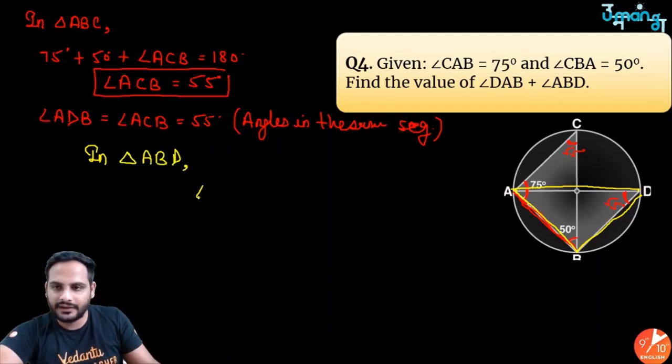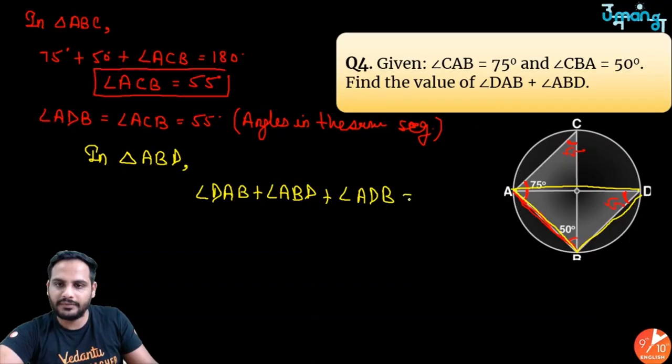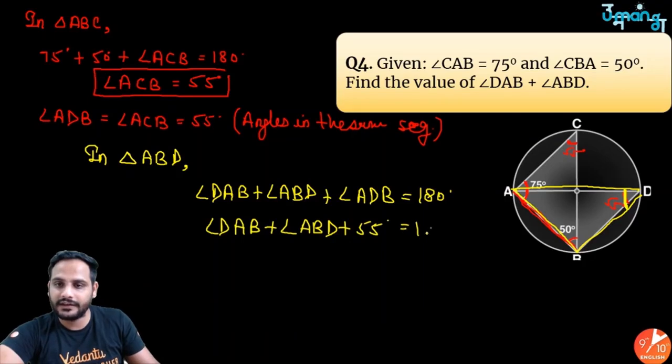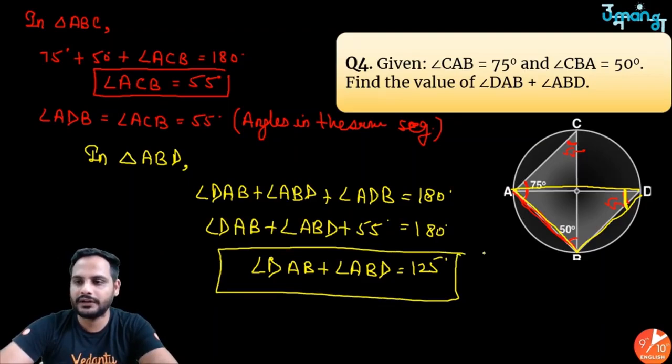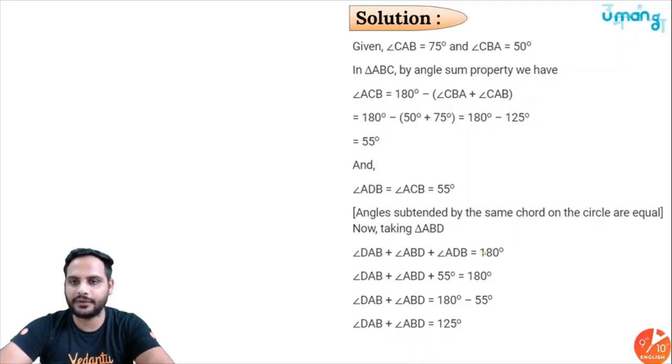I can say angle DAB plus angle ABD plus angle ADB will be equal to 180 degrees. I know angle ADB is equal to 55 degrees. So angle DAB plus angle ABD plus 55 degrees is equal to 180 degrees. So you got angle DAB plus angle ABD is equal to 180 minus 55, that is equal to 125 degrees. So it is equal to what? 125 degrees. Okay, beta, this is how it will be solved.